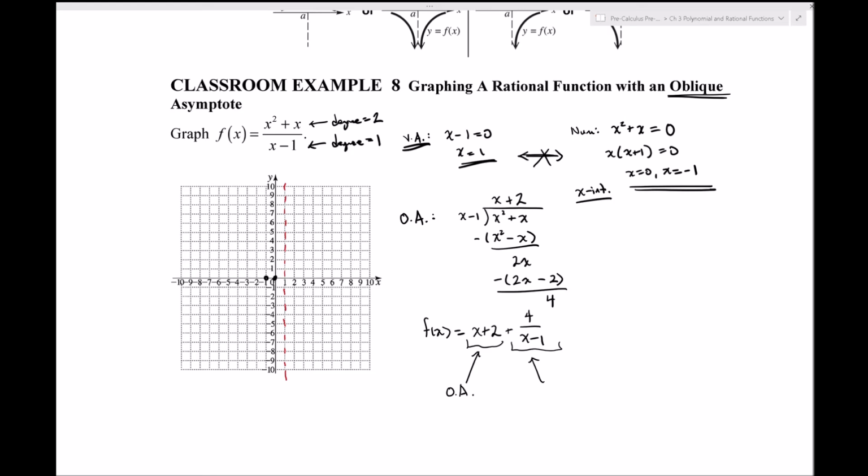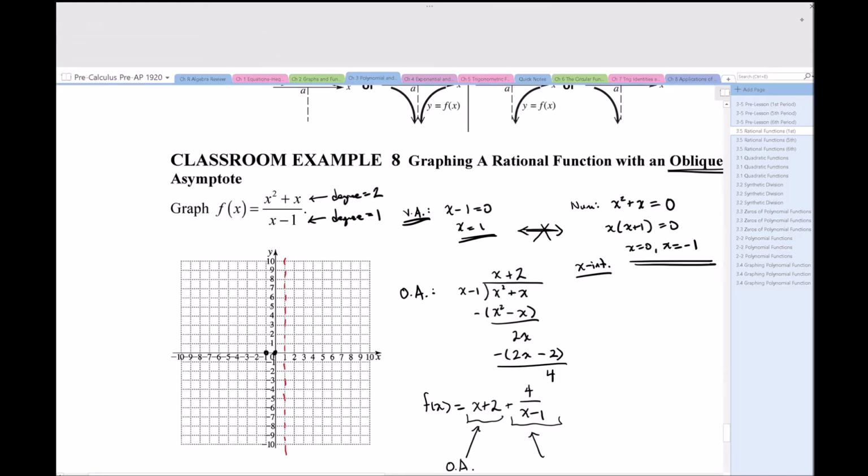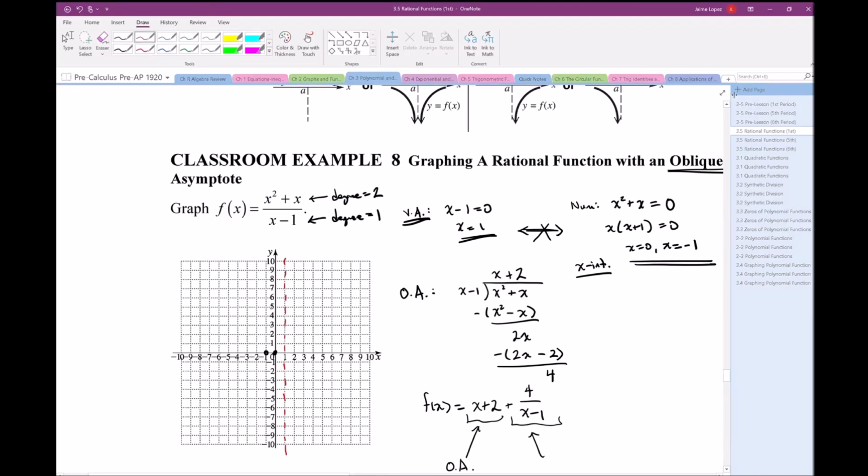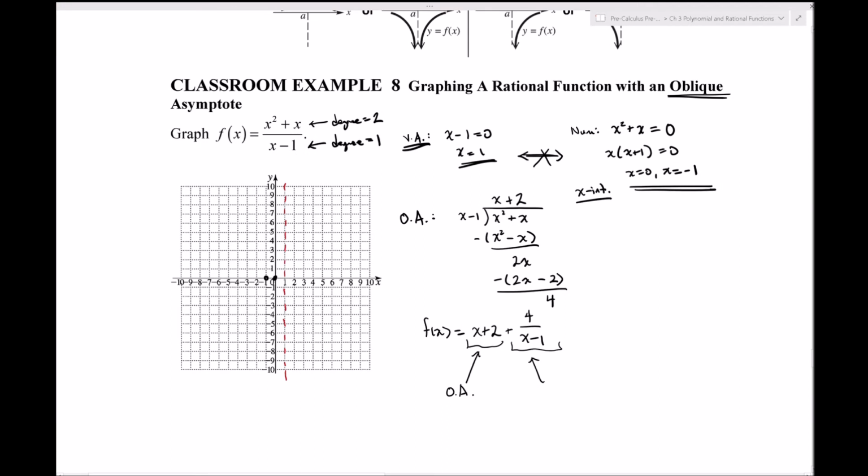So what I'm going to do, in red, is draw the x plus 2 portion as an asymptote. So what you do is you graph y equals x plus 2. The oblique asymptote, y equals x plus 2, is the oblique asymptote. So x plus 2, you know how to draw that. That's just a linear function, slope of 1, y-intercept 0, 2.